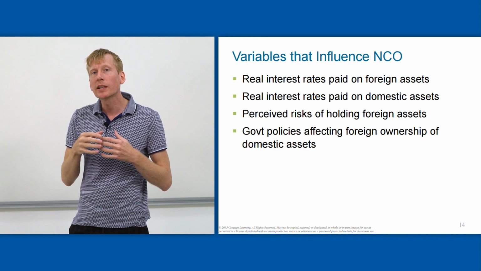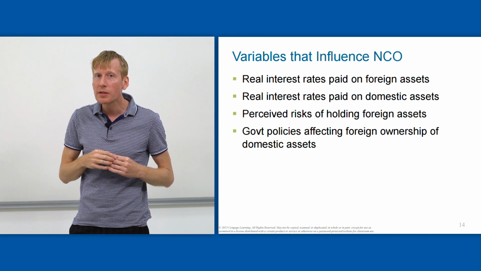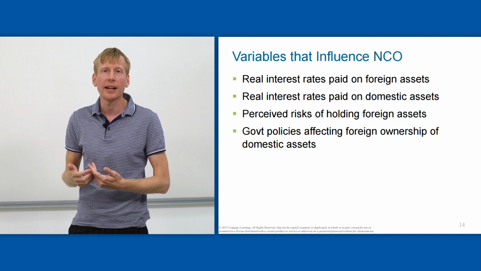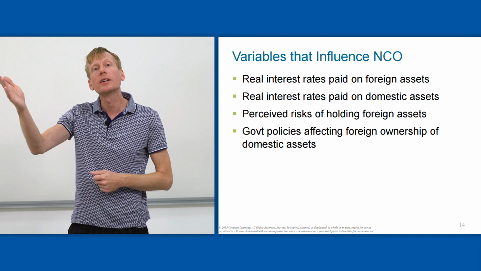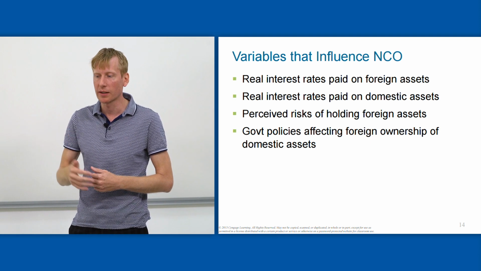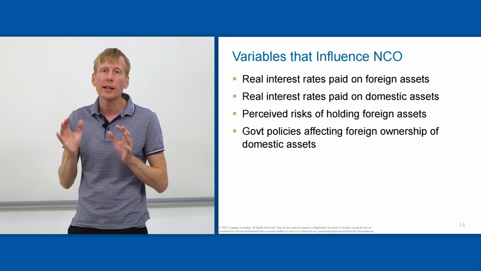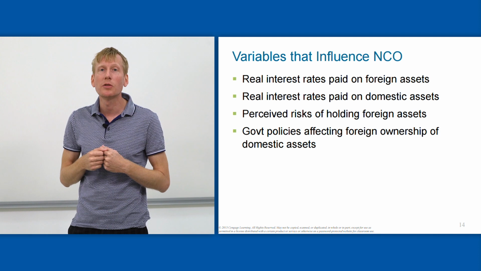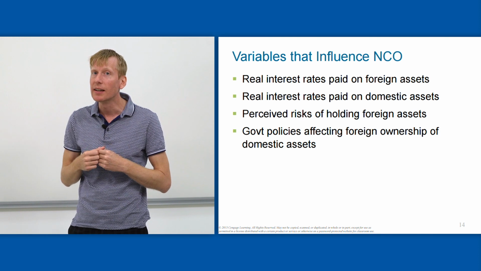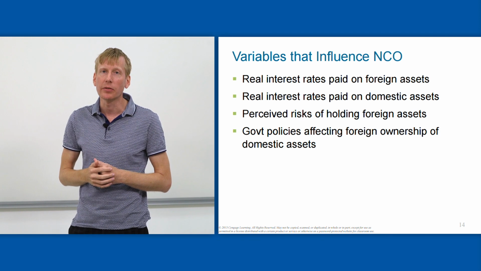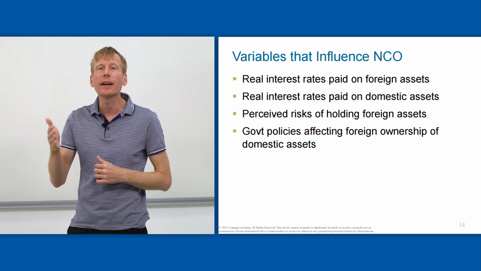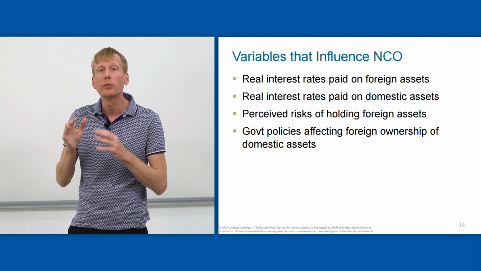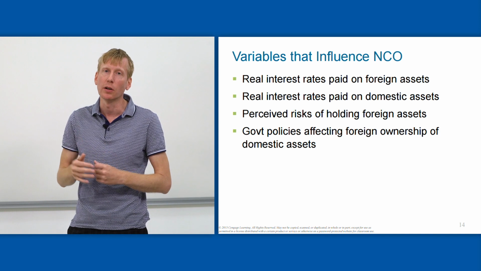Next, if our real interest rate here is reduced, it has the same effect on net capital outflow as an increase in the real interest rate in the foreign country. Also, relative risks. If assets at home are considered to be less risky than assets in that foreign country, that would decrease our desire to invest in that foreign country, reducing net capital outflow.